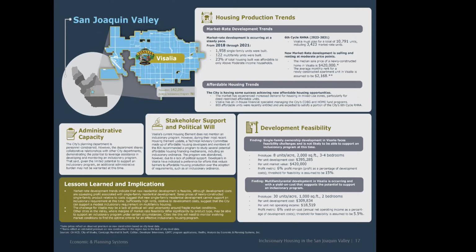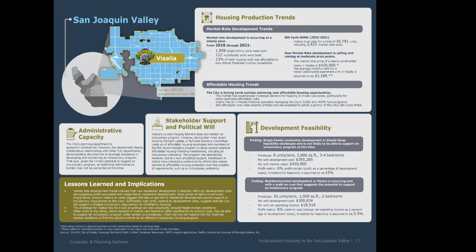The story changes just a little bit in Visalia. And in this city, while we're seeing market rate development occur, we don't see the profit margins on the single family development that is sufficient to accommodate an inclusionary requirement at this time. There might be a little bit more room on the multifamily rental side.